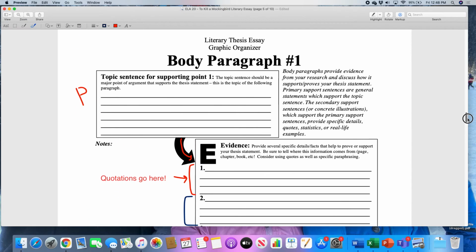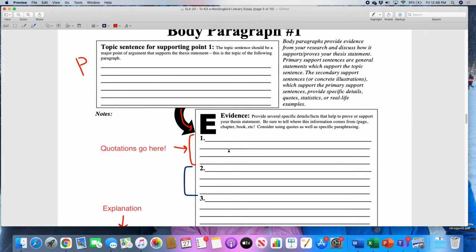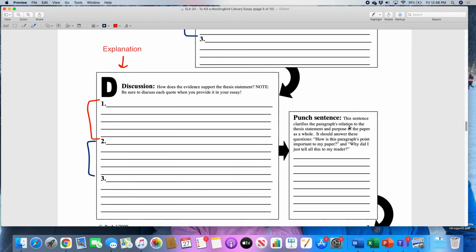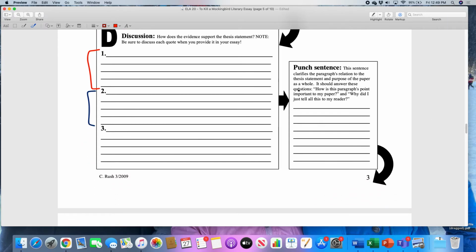If you're not exactly sure what that means, talk to me about it. But for now, just make sure that evidence goes here, explanation goes here, and we'll talk about how you can put that together into a good paragraph when you're getting closer to your final good draft. Okay. Then you have a punch sentence, or your last sentence there.